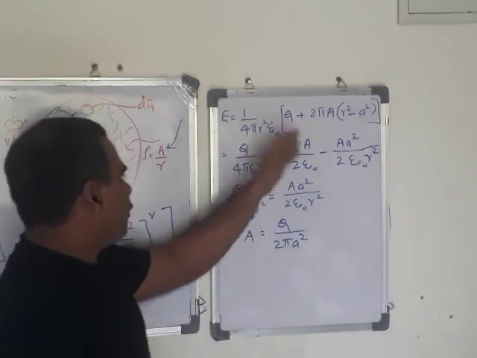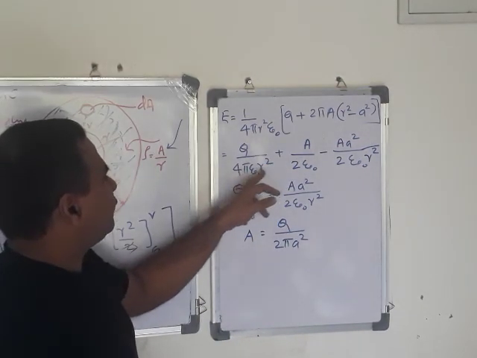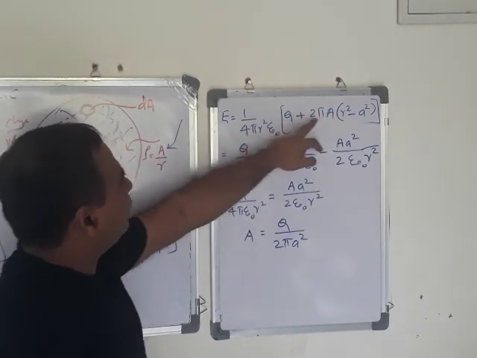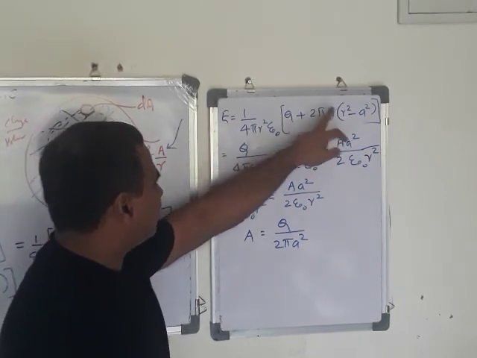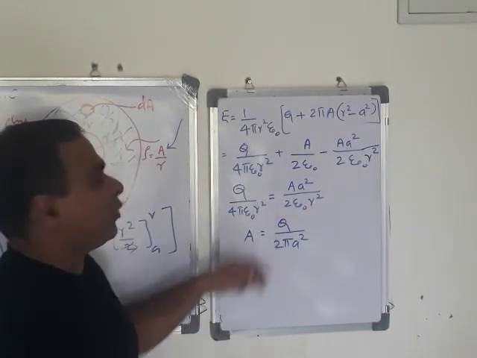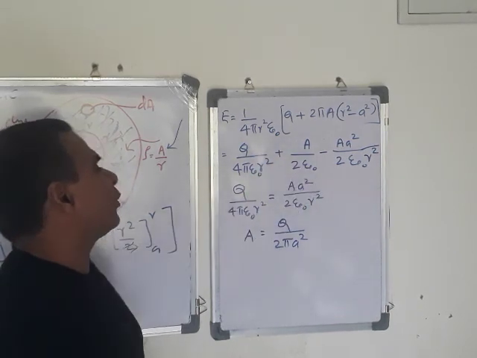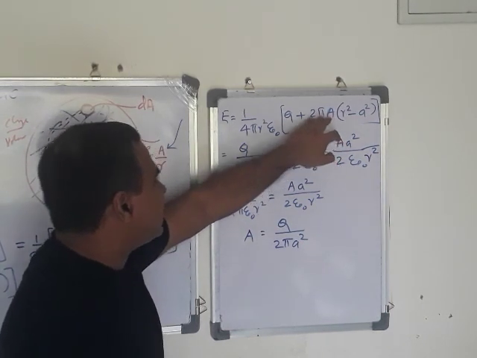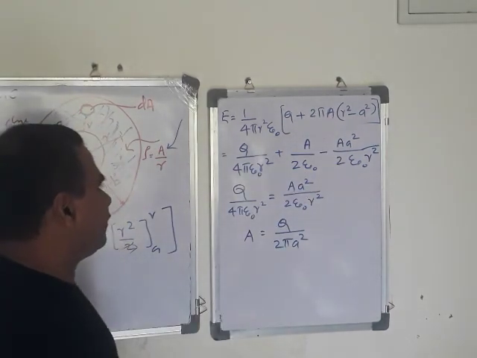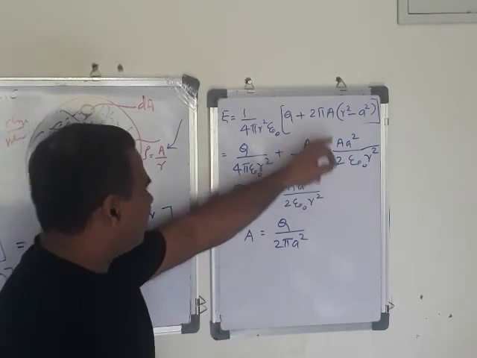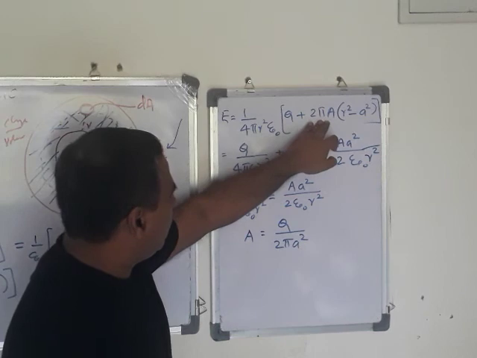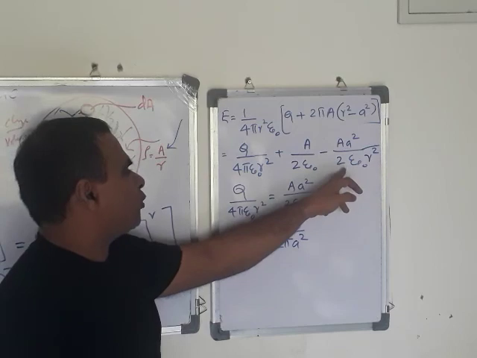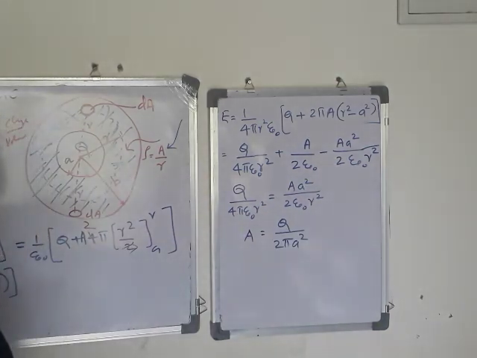When you multiply it, you get q by 4 pi epsilon 0 r square. This term again I am multiplying, there are two terms. When you multiply 2 pi a r square by 4 pi r square epsilon 0, that is a by 2 epsilon 0. I am doing it in a single step. So you will get a by 2 epsilon 0. The next term will be minus, you are multiplying this with 2 pi capital A small a square. You will get capital A small a square by 2 epsilon 0 r square.